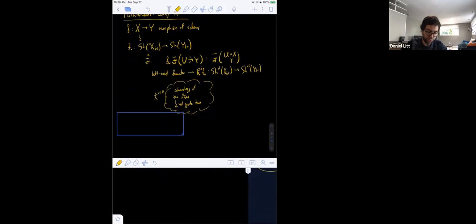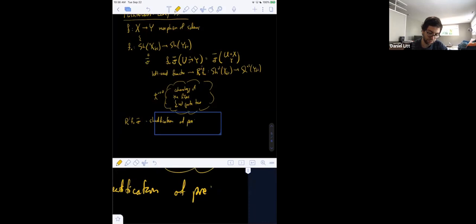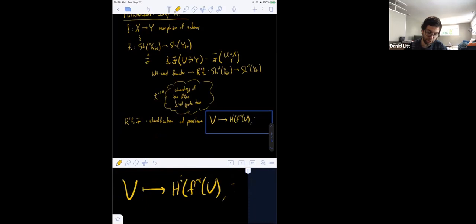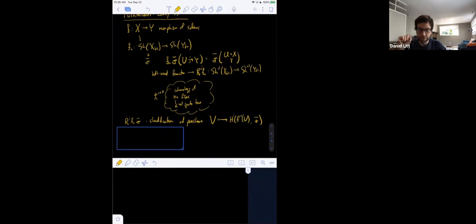So what R^i f_* of F does is it's the sheafification of the presheaf that sends V to H^i of f^{-1}(V) with coefficients in F. And in general, this is not quite computing the cohomology of the fibers, because this sheafification operation is a little brutal. All right, are there any questions about this?